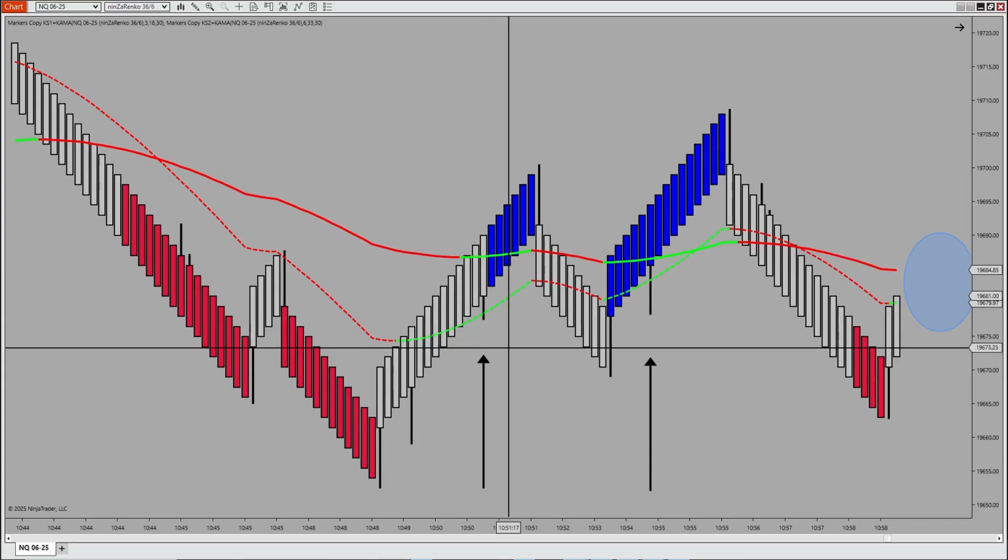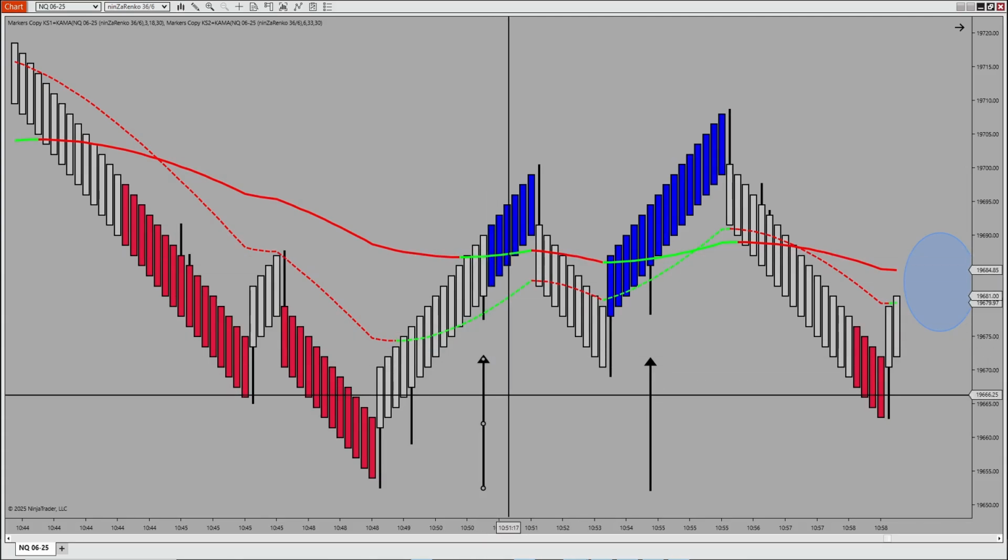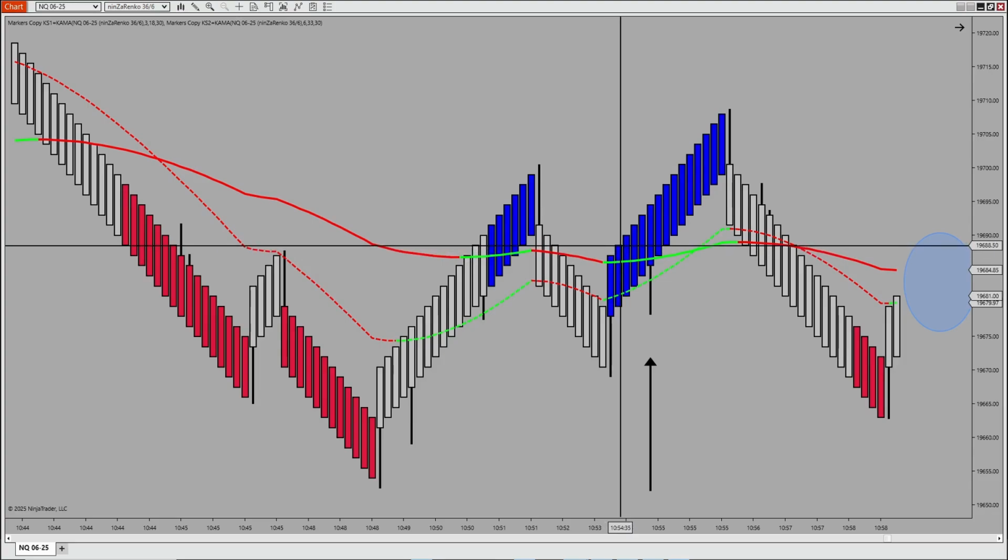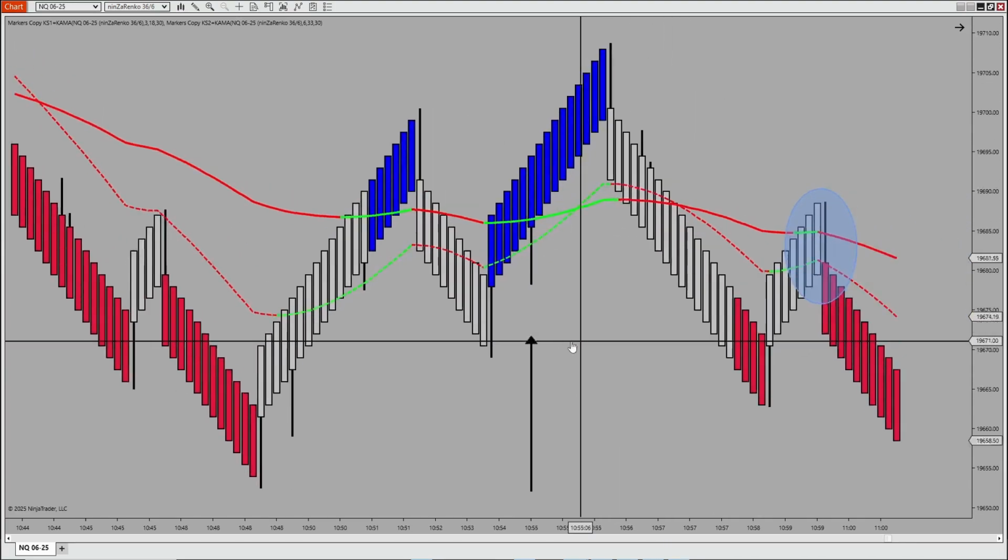One, two, that's not one. This is 1, 2, 3. Start looking for the wick. There it is. You got it.